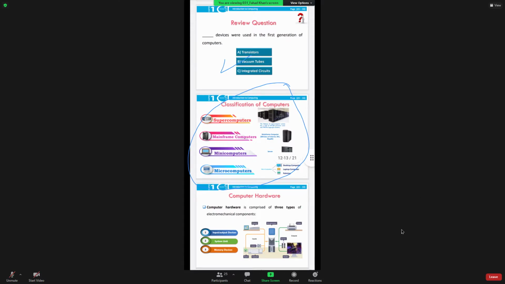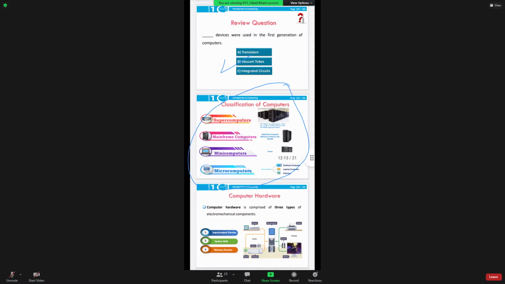Okay. Now, guys, let's continue with that. Microcomputers, you all know what a microcomputer is. It is a computer that we are using nowadays, with normal capabilities for a common person.